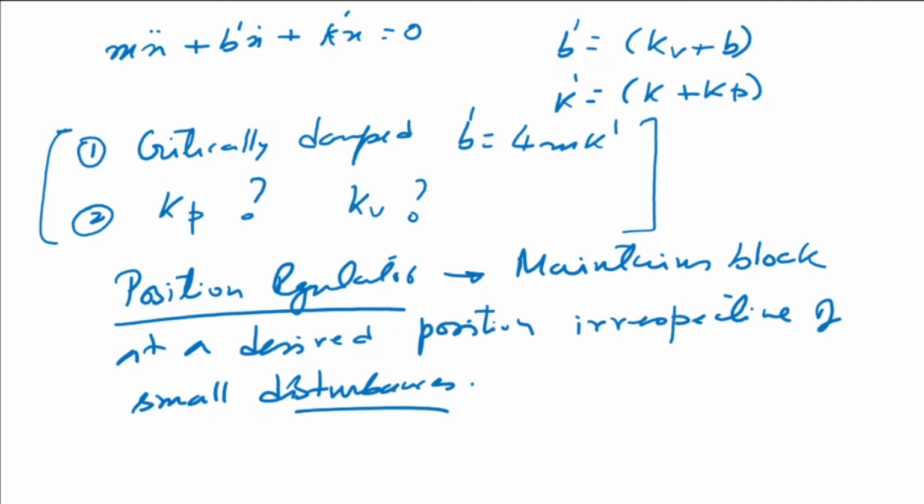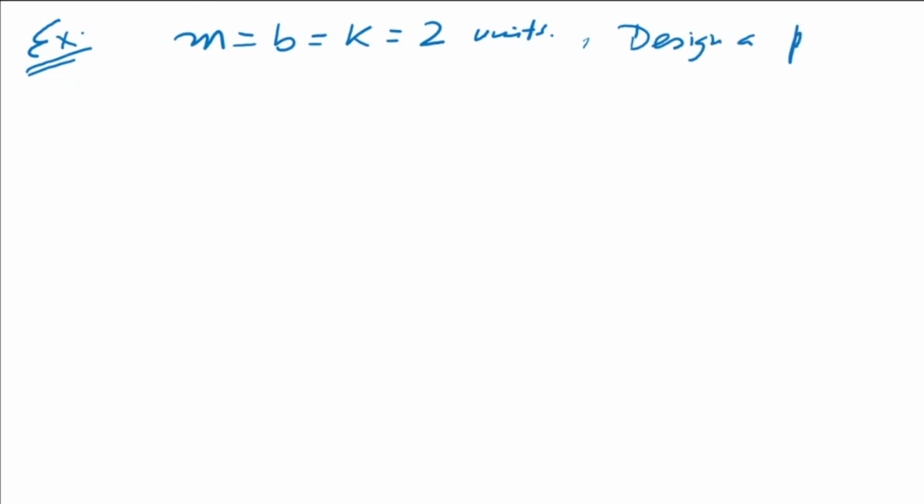Now let's look at a very small example that will give you a better idea. Suppose we are designing a system in which m, b and k, that is m equal to b equal to k, have values of 2 units. This is just for example. Now we want to design a position regulator. It sounds interesting and fascinating to say design a position regulator. Designing a position regulator means finding the value of kp. So we have to make some assumptions again, because there's one equation with two unknowns.